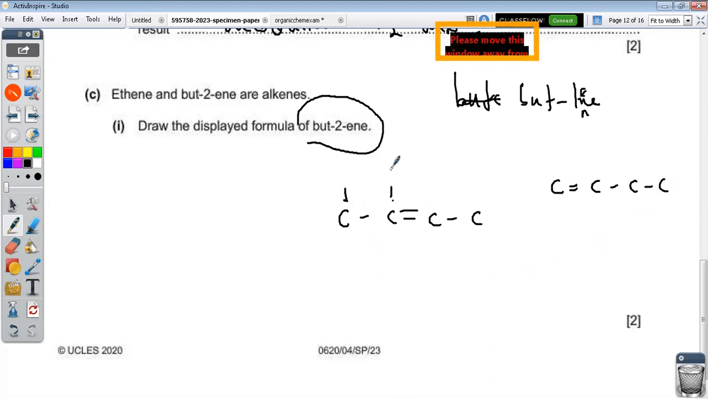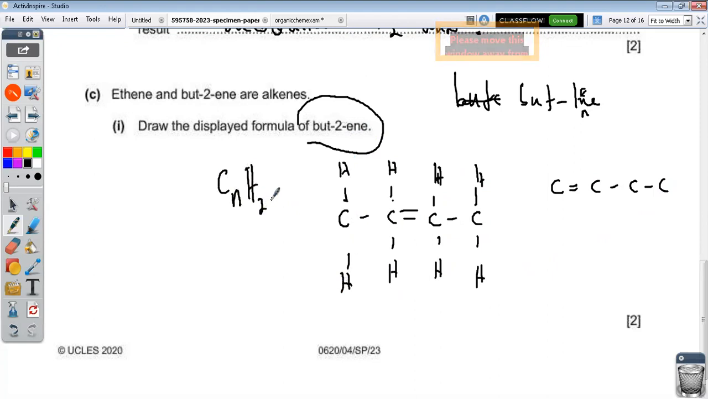So there you have your hydrogens. Remember, it's always CnH2n for alkenes. You can't have extra hydrogens there. You can only have that if it's saturated. Clear? Make sense? The difference there. Yes, sir.